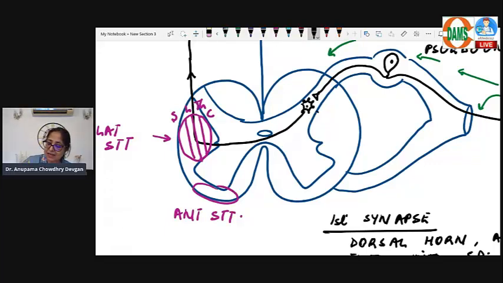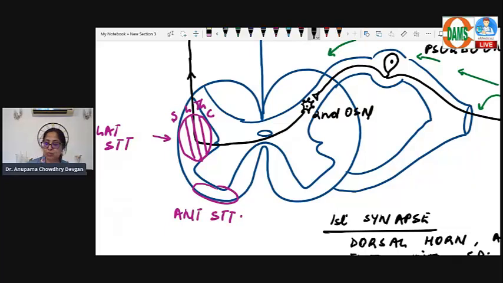Okay, this is the second order sensory neuron. Second order sensory neuron is here. The second in this tract is here, dorsal horn itself. STT is spinothalamic tract. This is spinothalamic tract.